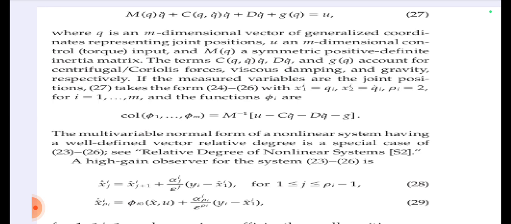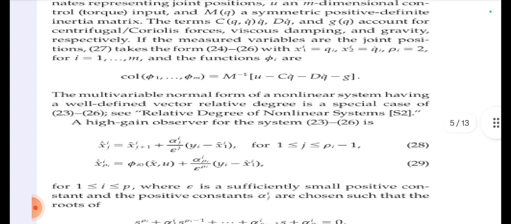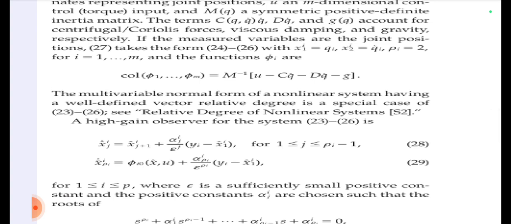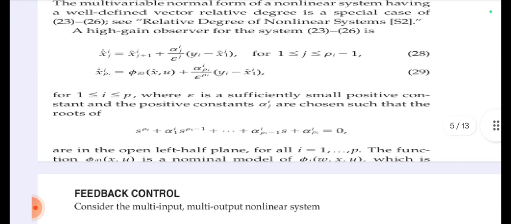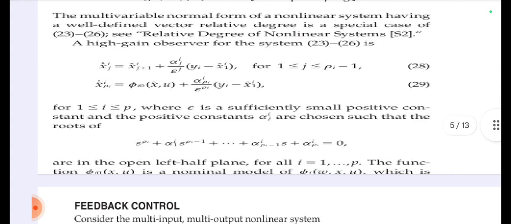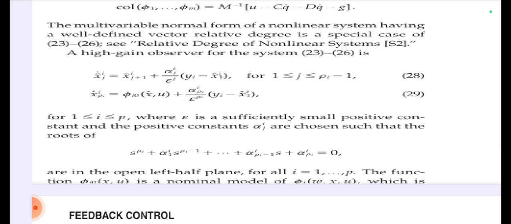If the measured variables are the joint positions, the system takes the form with x_i1 = q_i, x_i2 = q̇_i, ρ_i = 2. The multivariable normal form of a nonlinear system having a well-defined vector relative degree is a special case of the relative degree nonlinear systems, where ε is a sufficiently small positive constant and the positive constants α_i.